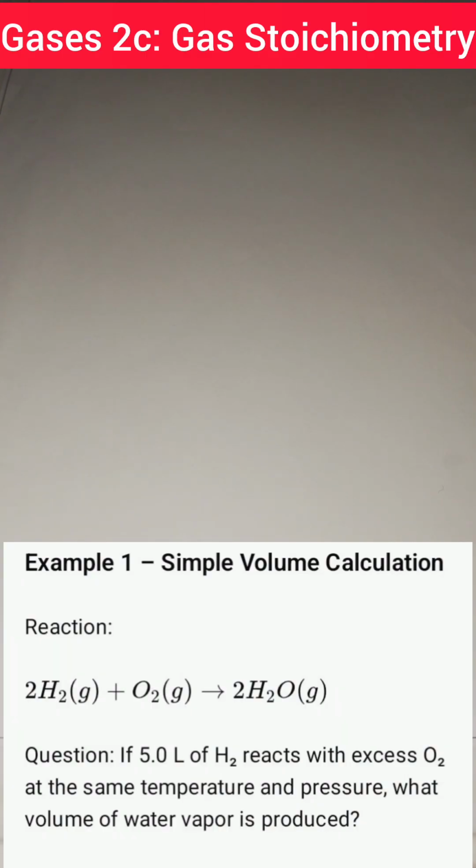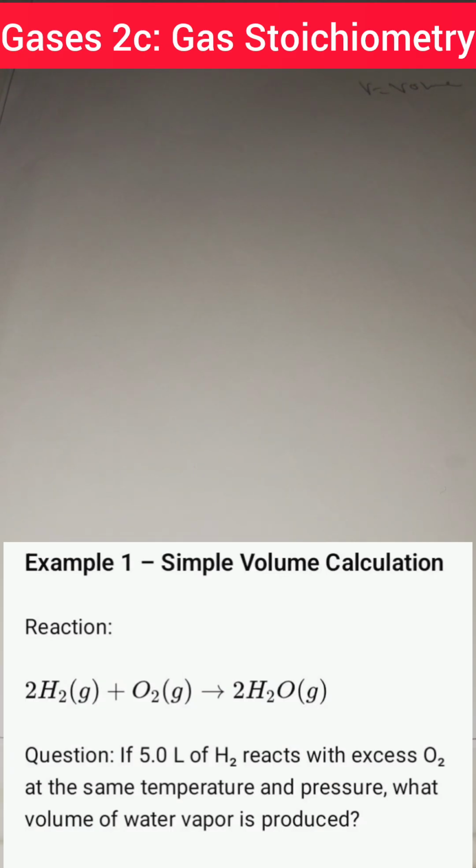Now, to understand gas stoichiometry clearly, we should start with a reference of what? Of Avogadro's law. In Avogadro's law, we said equal volumes of gases at the same temperature and pressure contain equal numbers of molecules, which means volume is directly proportional to the number of moles.